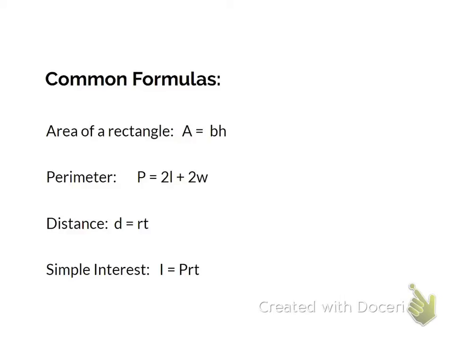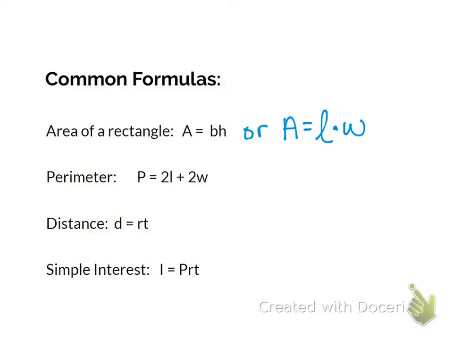Area of a rectangle we've dealt with in this class, A equals B times H, or sometimes you might see it... Anybody know it? B times H is what they have, but there's a different one. Length times width times height. That's volume. Area is just length times width.